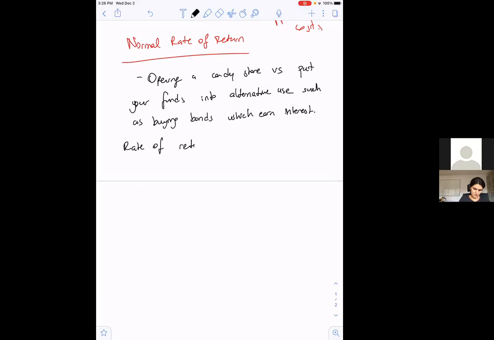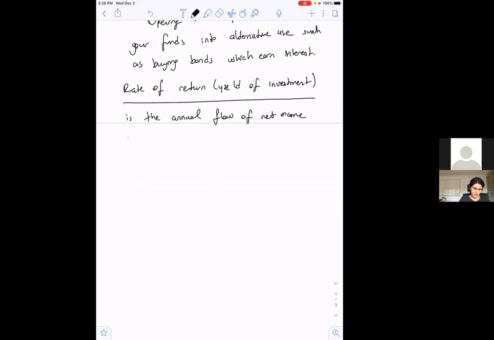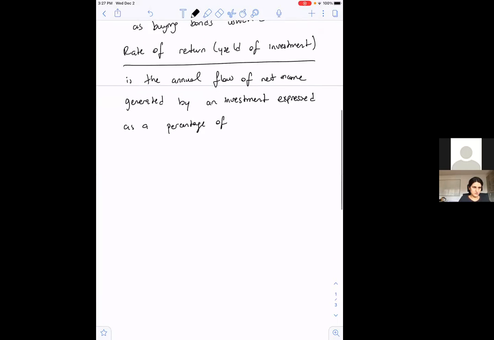Rate of return, or we can say the yield of investment, is the annual flow of net income generated by an investment expressed as a percentage of total investment. Okay, total investment.